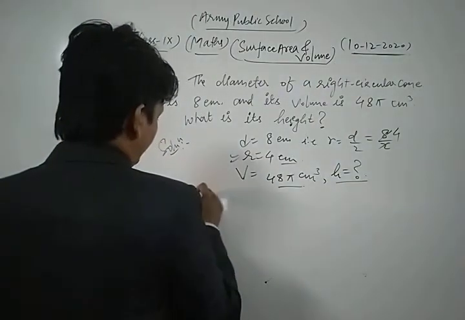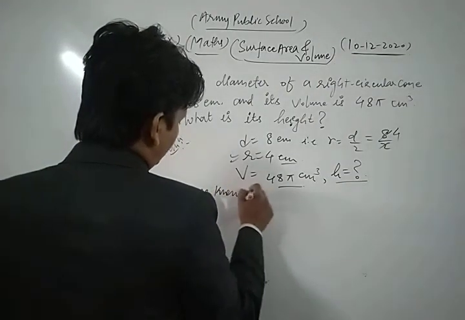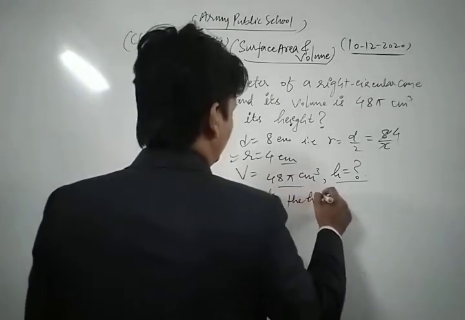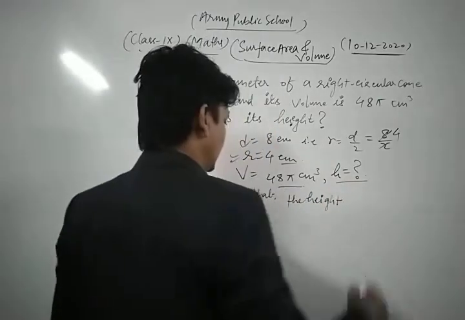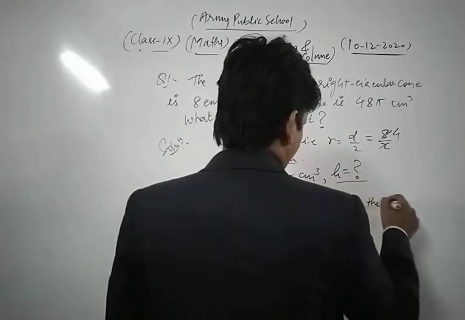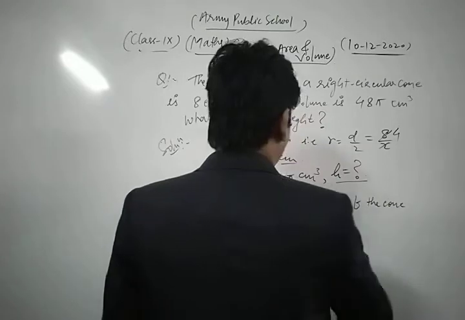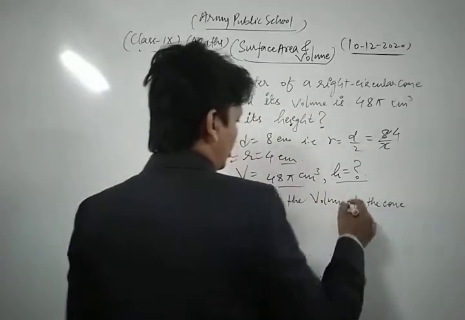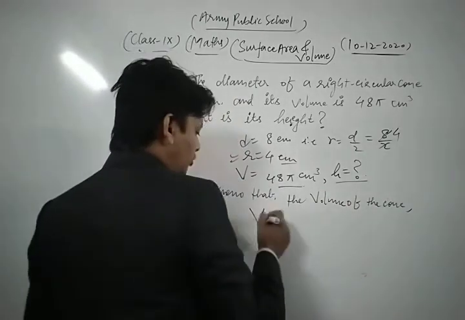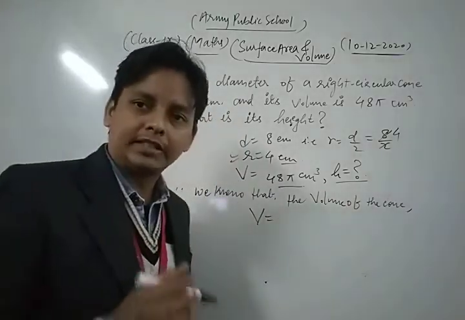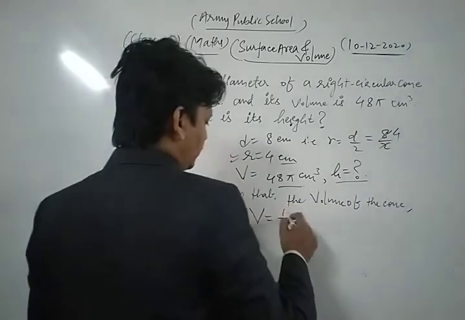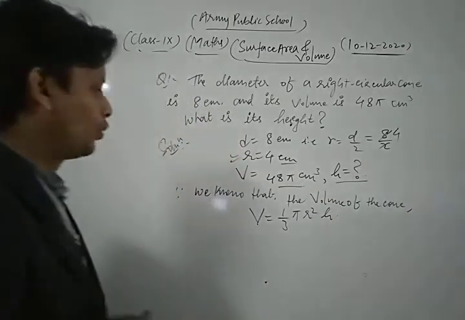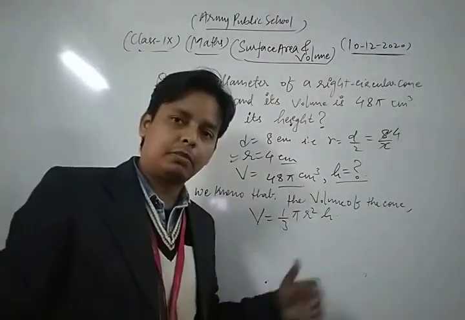Since we know the volume of the cone, the formula for the volume of the cone is 1 by 3 pi r square h. Now here we put 1 by 3 pi r square into h. Now we put the value of its volume and the value of its radius and simplify them.